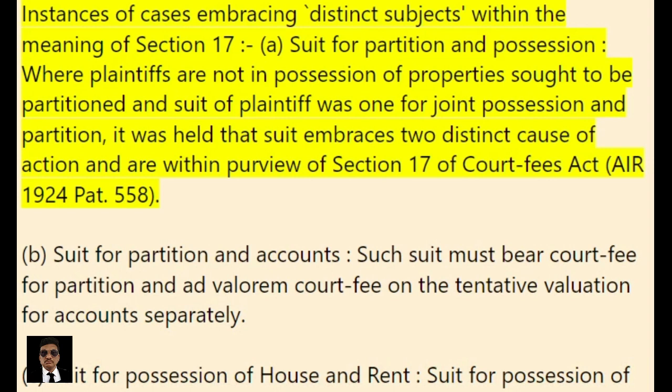A. Suit for partition and possession, where plaintiffs are not in possession of properties sought to be partitioned, and suit of plaintiff was one for joint possession and partition. It was held that the suit embraces two distinct causes of action and is within the purview of Section 17 of the Court Fees Act, AIR 1924 Part 558. B. Suit for partition and accounts. Such a suit must bear court fee for partition and ad valorem court fee on the tentative valuation for accounts separately.